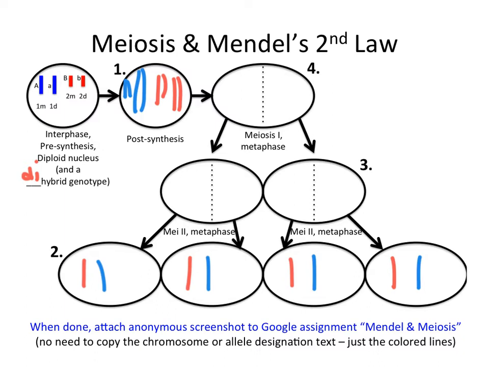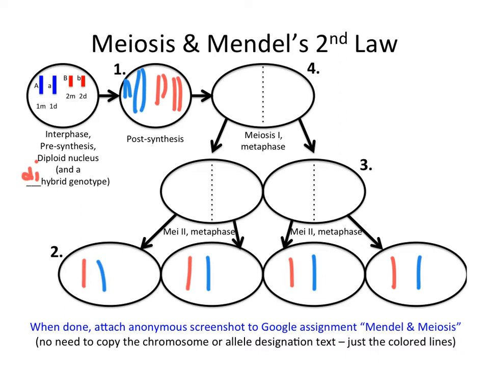Hello. Okay. So for this question, what are you on? Oh, so that's what happens after. This cell hasn't yet replicated the chromosomes. So after synthesis, what happens? What does that cell look like? And I drew it that way.